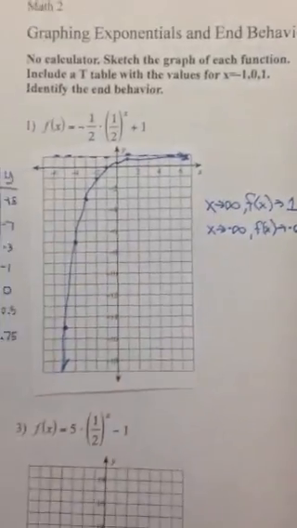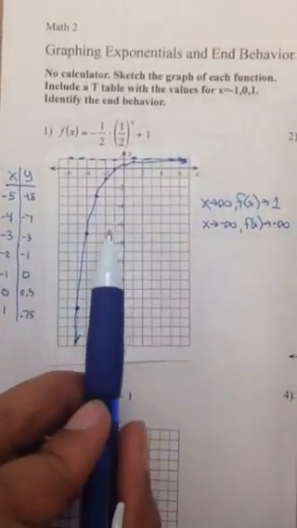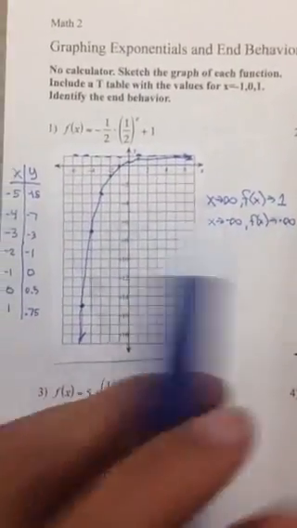Alright, so for each question, as you answer it, I want you to have the t-table, the graph, and describe the end behavior. Great.